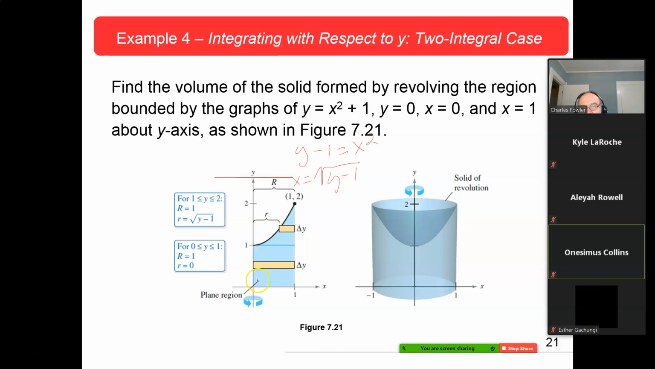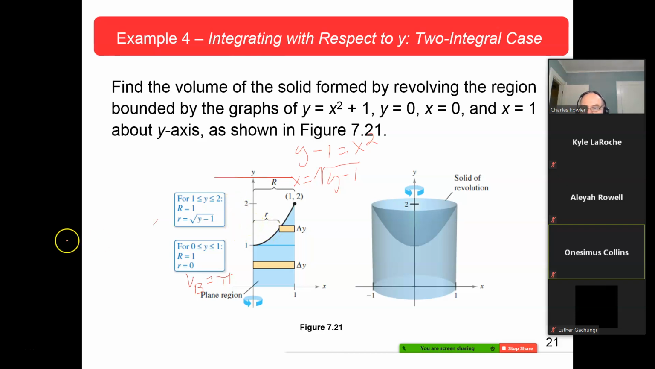Pi r squared h. The radius is 1, so that's pi times 1 squared is 1, so that's pi, times the height is 1, so pi times 1 is pi. So that's going to be the base down here. So I'm going to write this volume here. V for the base here is going to be pi. Okay. Now we're going to come up here and do this one.